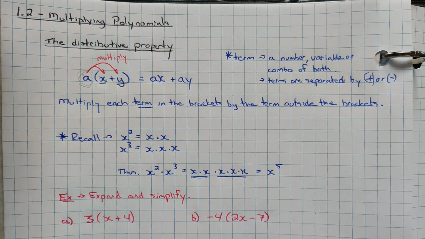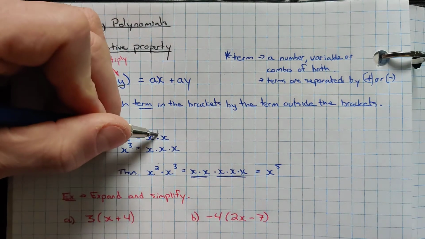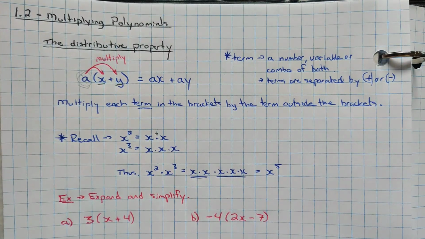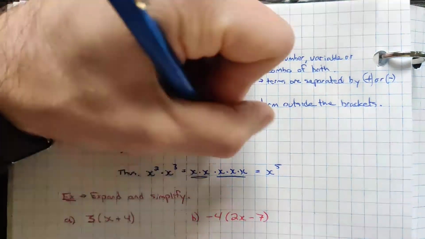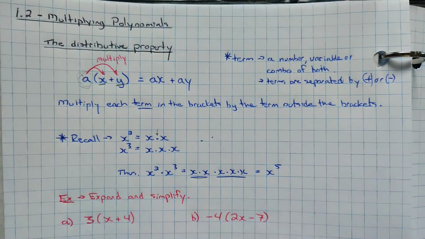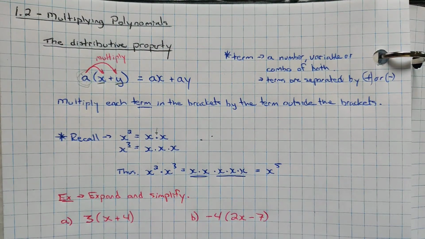A couple things to note because it's probably confusing. This dot here is just a multiplication dot. Note that it's not a decimal. A decimal would be down on the bottom. This is in the middle. So there is a difference in height, and that means that it is multiplication.